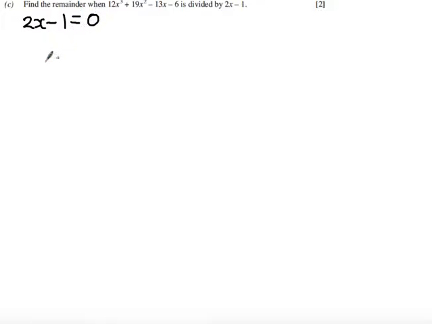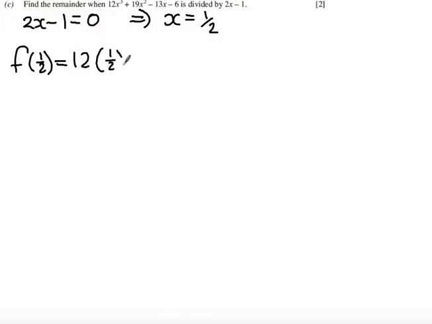So the thing to do is find out what I need to substitute into my function. 2x minus 1 equals 0. If I solve this, it will lead to the fact that I want to use the value x equals a half. So I'm going to do f of a half, which will be 12 lots of a half cubed plus 19 lots of a half squared minus 13 lots of a half minus 6.